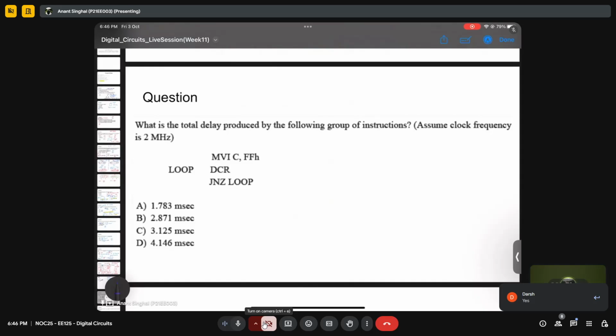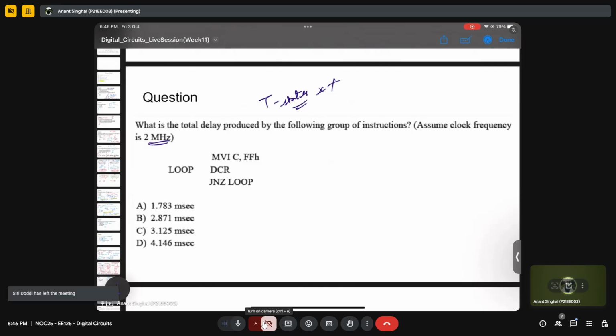So we have again a problem. It says what is the total delay produced by the group of instructions, and the clock frequency is given. So again you need to just find the number of T states in every instruction and then divide by the frequency. That will basically give you the time, because 1 by f is time. So maybe try this question out, take 2 minutes and let me know the answer.